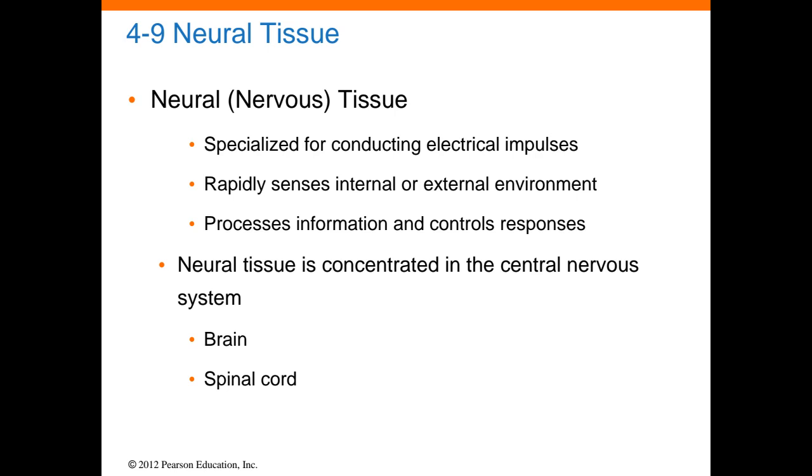So the last part, the last type of tissue that we talk about during lecture is the nervous tissue. And nervous tissue is part of the central nervous system. And our central nervous system is made up of the brain and the spinal cord.